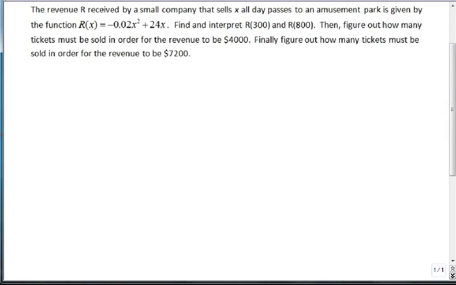We are now going to talk about a particular model used by some companies. So we're going to talk about revenue. The revenue R received by a small company that sells x all-day passes to an amusement park is given by the function R of x equals minus 0.02x squared plus 24x. We want to find and interpret what R of 300 is and what R of 800 is.